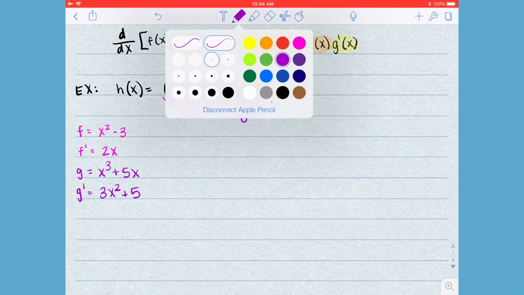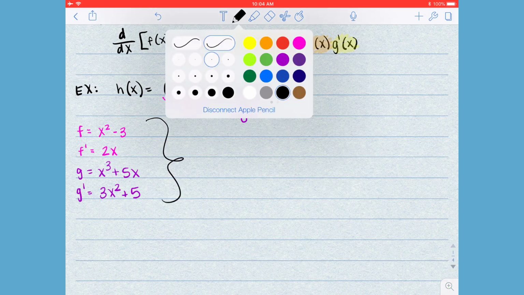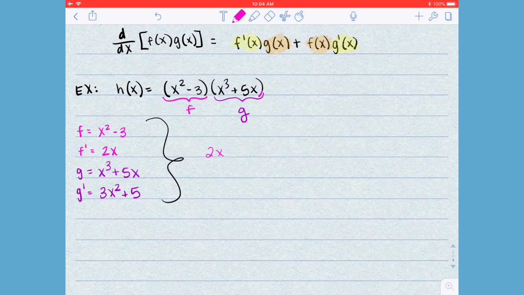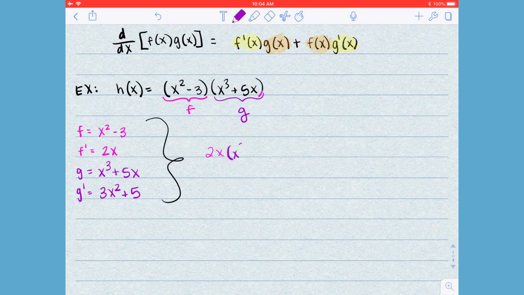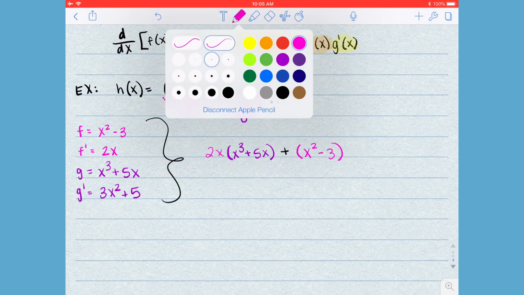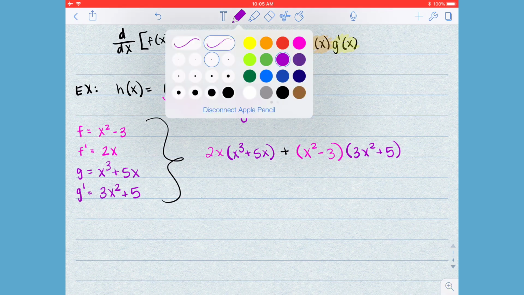And then I use all of this information to plug into my formula, which says f prime, which is 2x, times my regular g, which is x cubed plus 5x, added to my regular f function, which is x squared minus 3, times my g prime function, which is 3x squared plus 5. And so I'm going to need to simplify here.